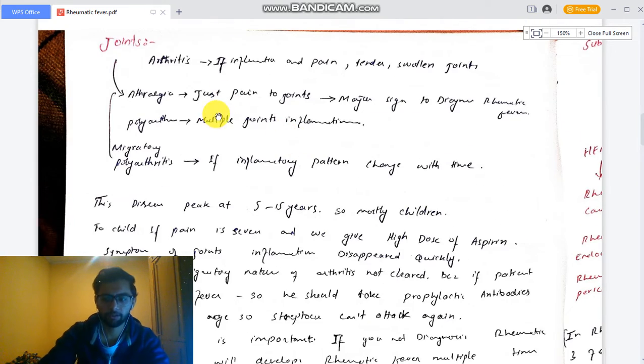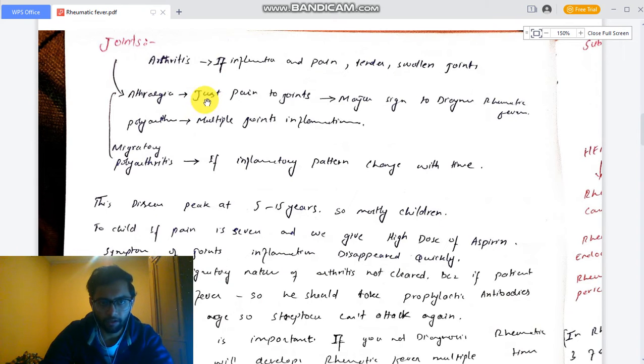The second affected part is the joints. So first we will discuss what the diseases of the joint are. First there is arthritis. Arthritis is inflammation. If there is inflammation and pain, tender and swollen joints, if these symptoms are present in the joint, then this is arthritis due to the immune system.